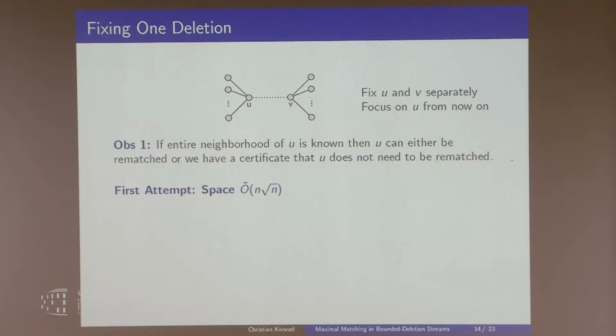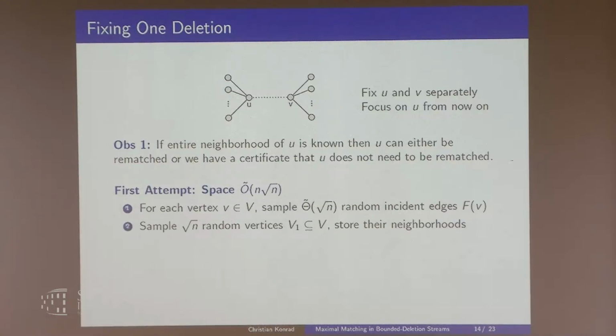So here's a first attempt using space n root n, and then we see that we can reduce this to space n a bit later. So do the following. For each vertex that we have, just sample theta tilde of root n random incident edges to that vertex. That's the first approach. And then on top of that, pick a subset of vertices V1 of size root n, and for those ones, store their entire neighborhoods. So that's a very simple linear sketch, and this can be implemented with L0 sampling, for example.